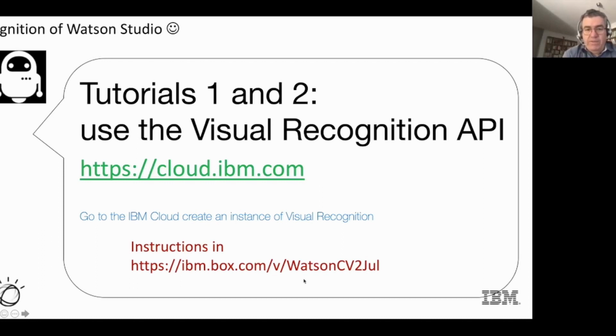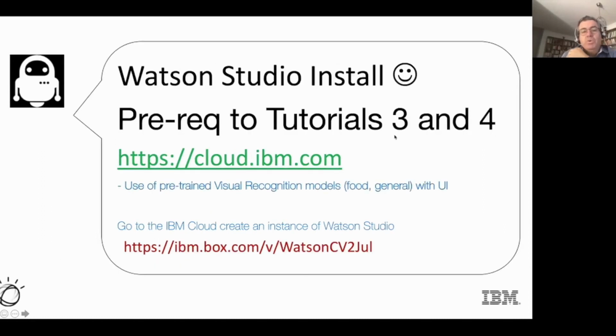Using the API. Then we will do a Watson Studio install. It's another service, not very complex, but you need to do it, and you will need to master creating a project within Watson Studio and connecting this project to an asset, which will be the visual recognition that you have created before. We'll do that for using the user interface for creating and using the general models, food, general, and explicit. That's tutorials 3 and 4.